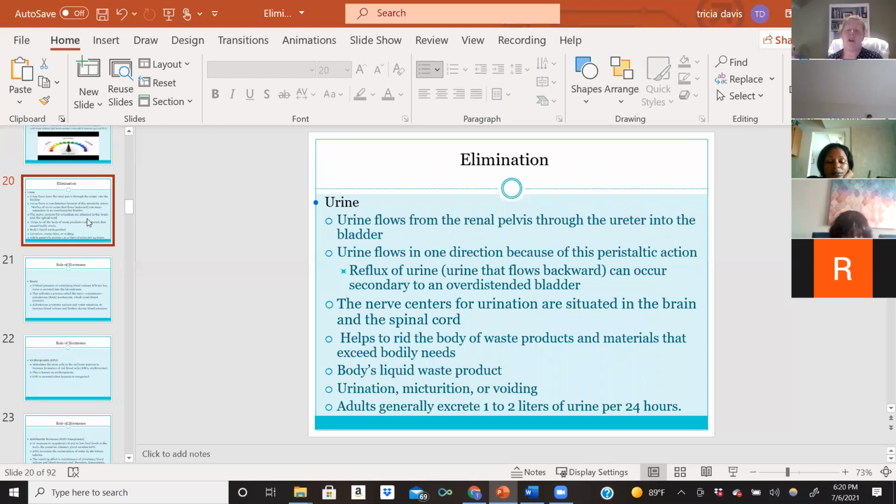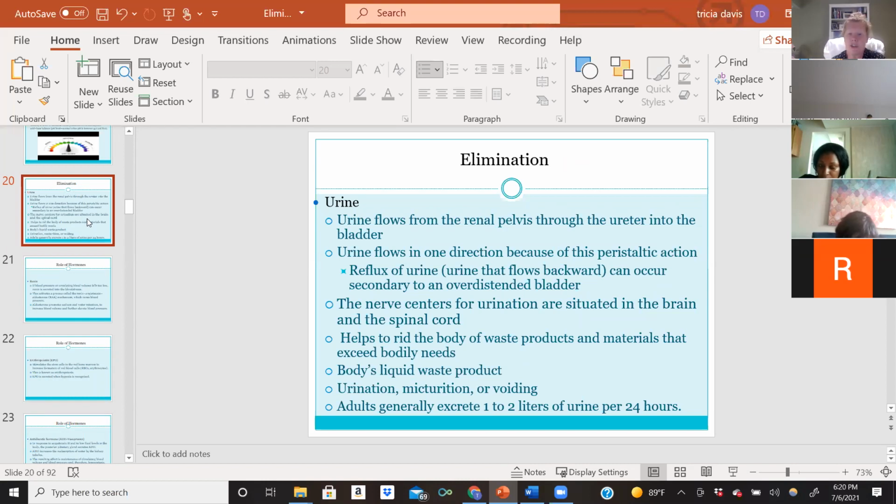So urine is going to flow from the renal pelvis through the ureter into the bladder. Urine flows in one direction because it's kind of like our bowels. It has that peristaltic action. It just keeps pushing it down. Sometimes you will see reflux of urine. So that's urine that comes backwards. It's a backflow of urine. We see this sometimes when there is an over distended bladder and it can't hold anymore. It has no other place to go but back. That's usually the only time we see that.